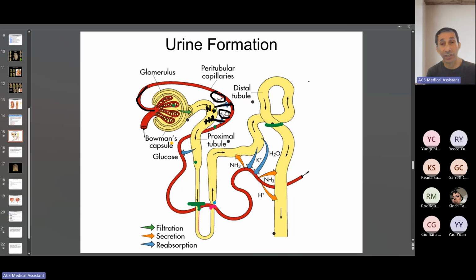Whatever entered these tubes, if the body needs it, if they are good stuff, is going to be sent back to the blood flow. So that's basically what it is.